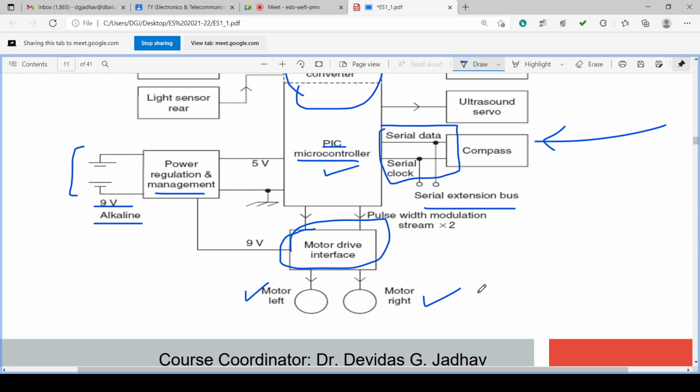So motor driving interface and motors are required in the embedded system because an embedded system requires movements. Okay. What are the applications? A robotic buggy requires movement because it has to run on wheels. Similarly, an ATM machine has to give out the notes outside. So movement is there, isn't it? You have to fetch the ATM card inside. Movement is there. So there are motors.